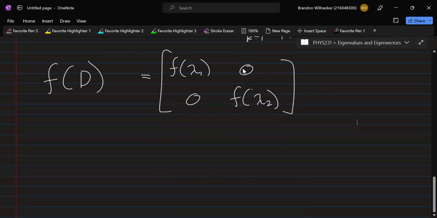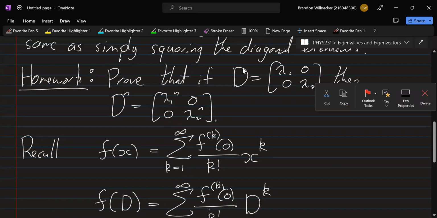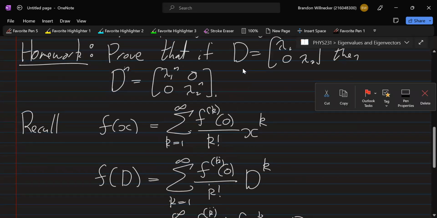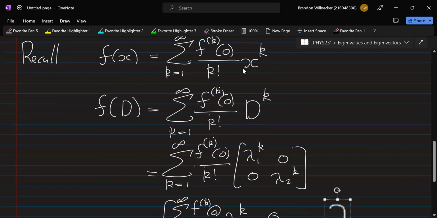Okay, so let's say we have a diagonalizable matrix A, and we want to take powers of it, right? Because we need to substitute it into this expression here. So instead of D to the k, where D is diagonal, we want an arbitrary matrix A to the k.